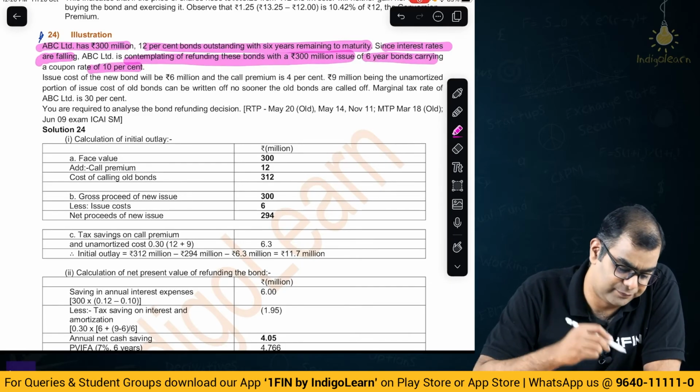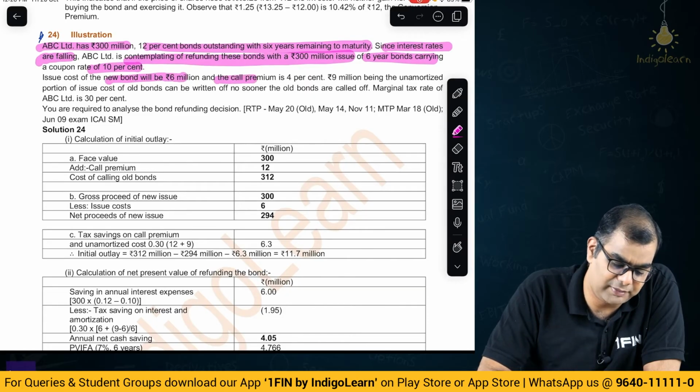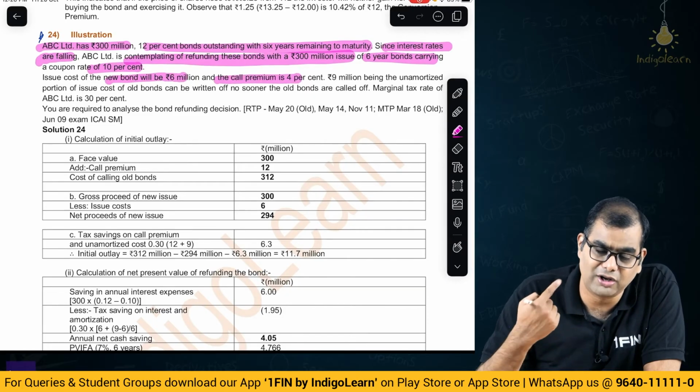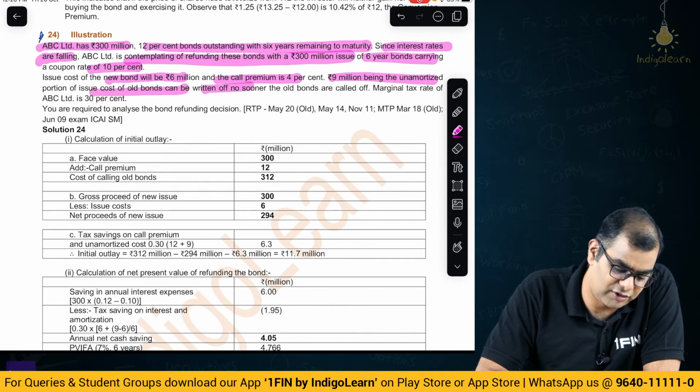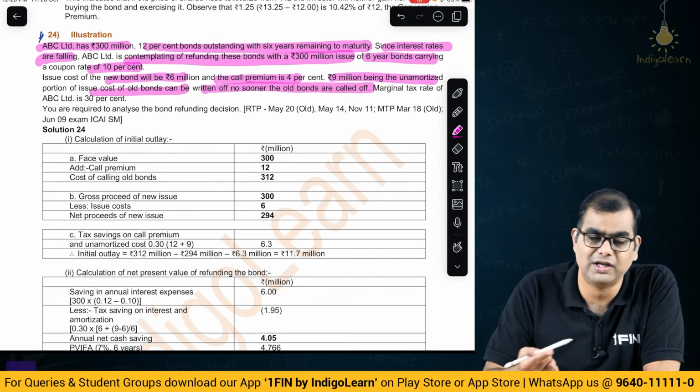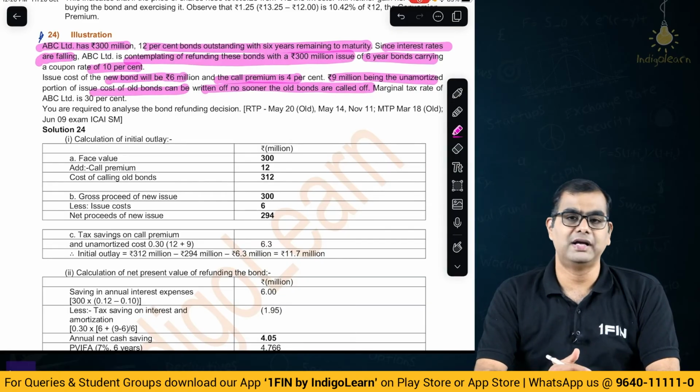So you are refinancing. Issue cost of the new bond will be 6 million, that is 60 lakhs, and the call premium is 4%. That is, when you are calling back the bonds, you have to pay a premium of 4% of the value of the bond. And 9 million is the unamortized portion of the issue cost of the old bonds, which can be written off as soon as the old bonds are called off.